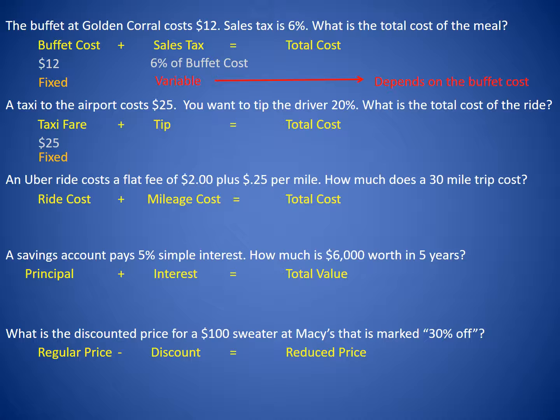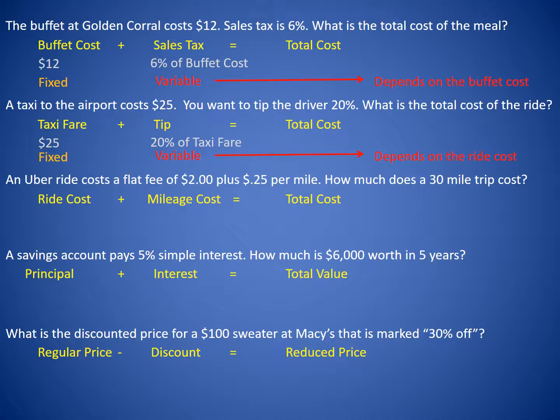Then you want to tip the driver, right? Well, the tip is similar to the sales tax because the tip is a percentage of whatever the main item is. In this case, whatever the price of the taxi fare is. So just like with the sales tax of the buffet, the tip depends on how much the taxi fare is. So it's a variable number, just like the sales tax was. And the reason is that it depends on one of the other pieces of information in the problem. In this case, it's a percent of what the fare is.